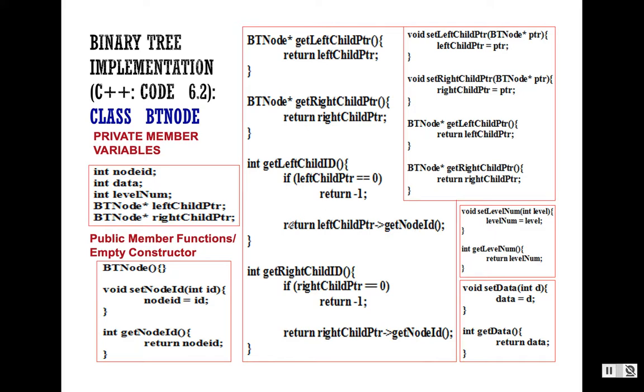So this is the class definition of our binary tree node. Each binary tree node has these 5 member variables, and based on that we are going to write the constructor, accessor functions and mutator functions.